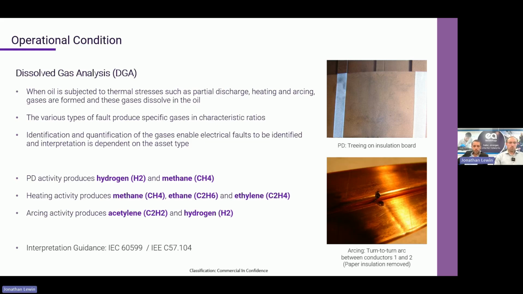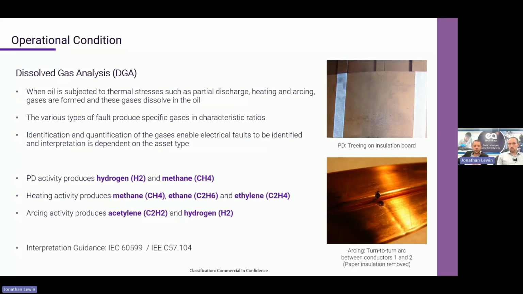Here are some pictures of activity. The top image there is an example of treeing on an insulation board due to partial discharge. That's the gradual erosion of the insulation material. Once enough of a path has been created, a flashover can occur in those instances.